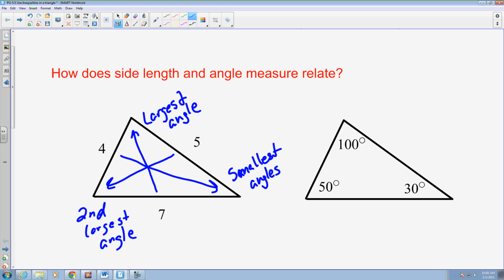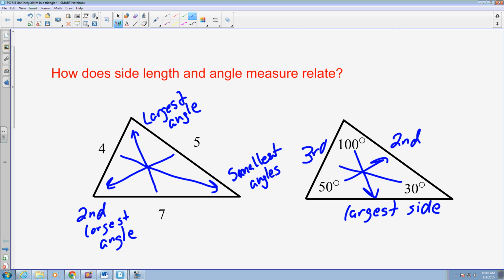And then the same thing goes if you're identifying side lengths. The largest one is going to be opposite the largest angle. So if I have 100 degrees, that's my largest angle. The opposite side is going to be my largest side. Same thing goes here, second largest and third, respectively.